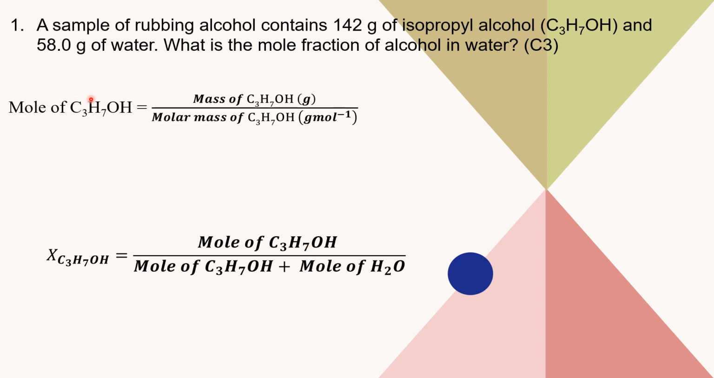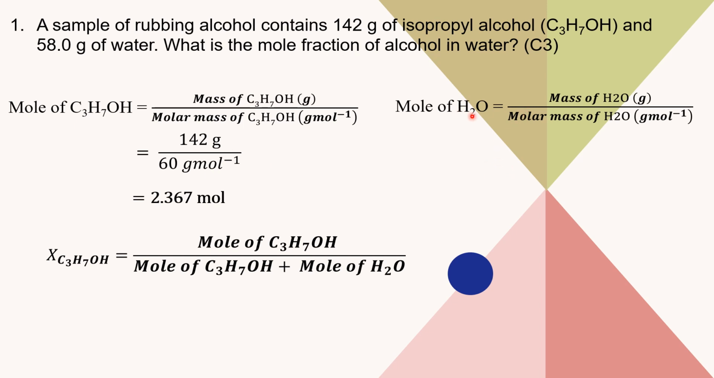So the mole of alcohol is equal to the mass of alcohol divided by molar mass, which is 142 gram divided by molar mass 60 gram per mole. So the answer is 2.367 mole. And then now calculate the mole of water, which is the formula is mass of water divided by molar mass of water. 58 gram mass of water provided divided by 18 gram per mole. And the answer is 3.222 mole of water.